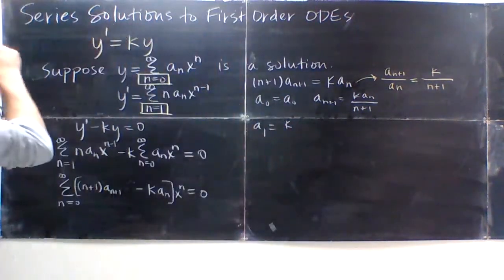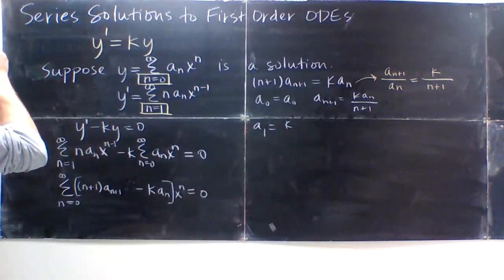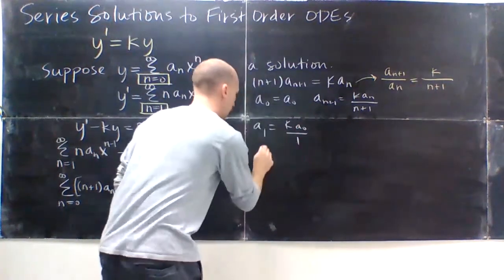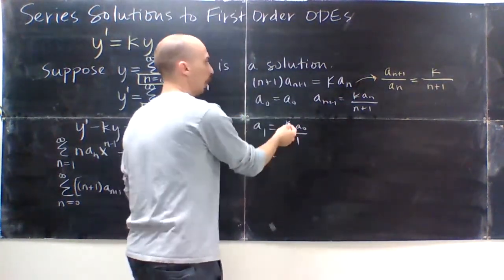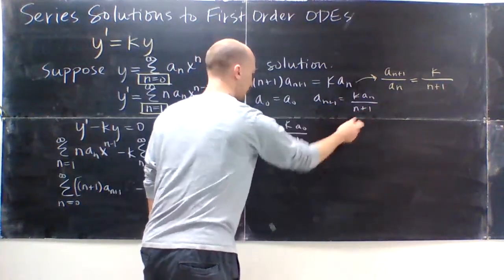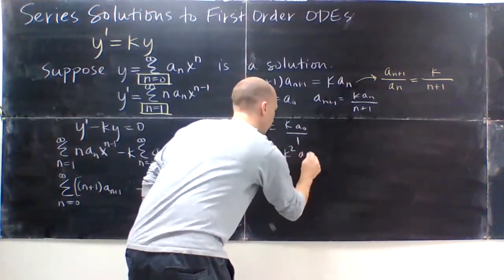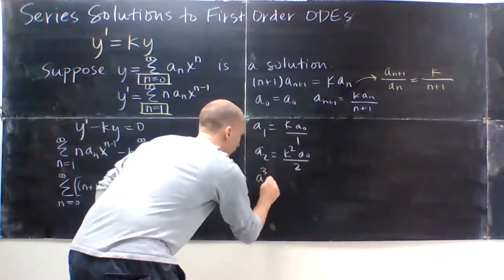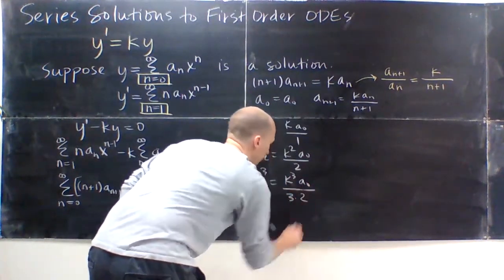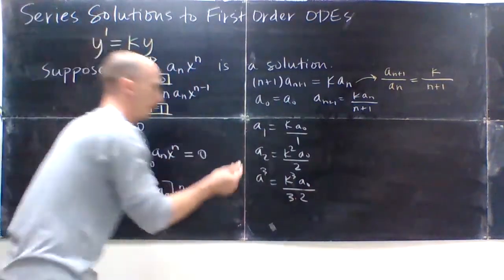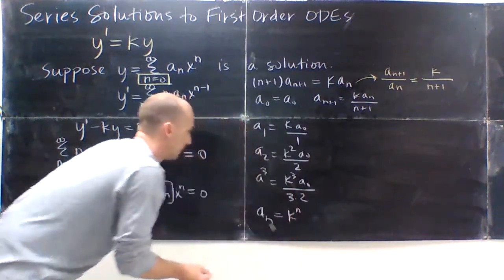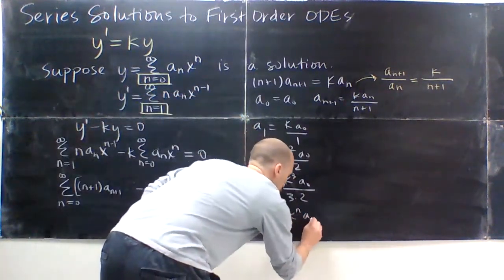So then a1 is equal to k a0 divided by 2. Hold on, is that right? No, that's where I'm plugging in 0. So I've got k a0 divided by 1. a2 is going to be a1, times k again, divided by n plus 1, so that's k squared a0 divided by 2. a3 is going to be, in the same way, k to the 3 times a0 divided by 3 times 2. Okay, I'm going to say that a n is equal to k to the n, a0, divided by n factorial.